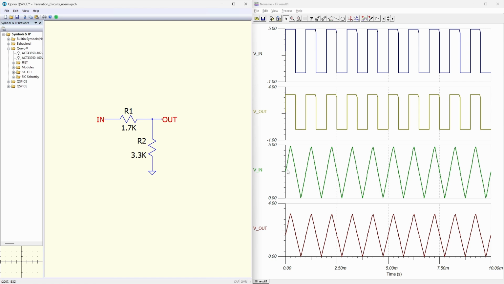I added this triangle wave so we could see what happens to the signal whenever it's not exactly a square wave. In this case, for a voltage divider, it gets scaled exactly the same. So we start out with 0 to 5 and we end up with 0 to 3.3. So basically what you'd expect. And in future circuits, we'll see that's not always the case.